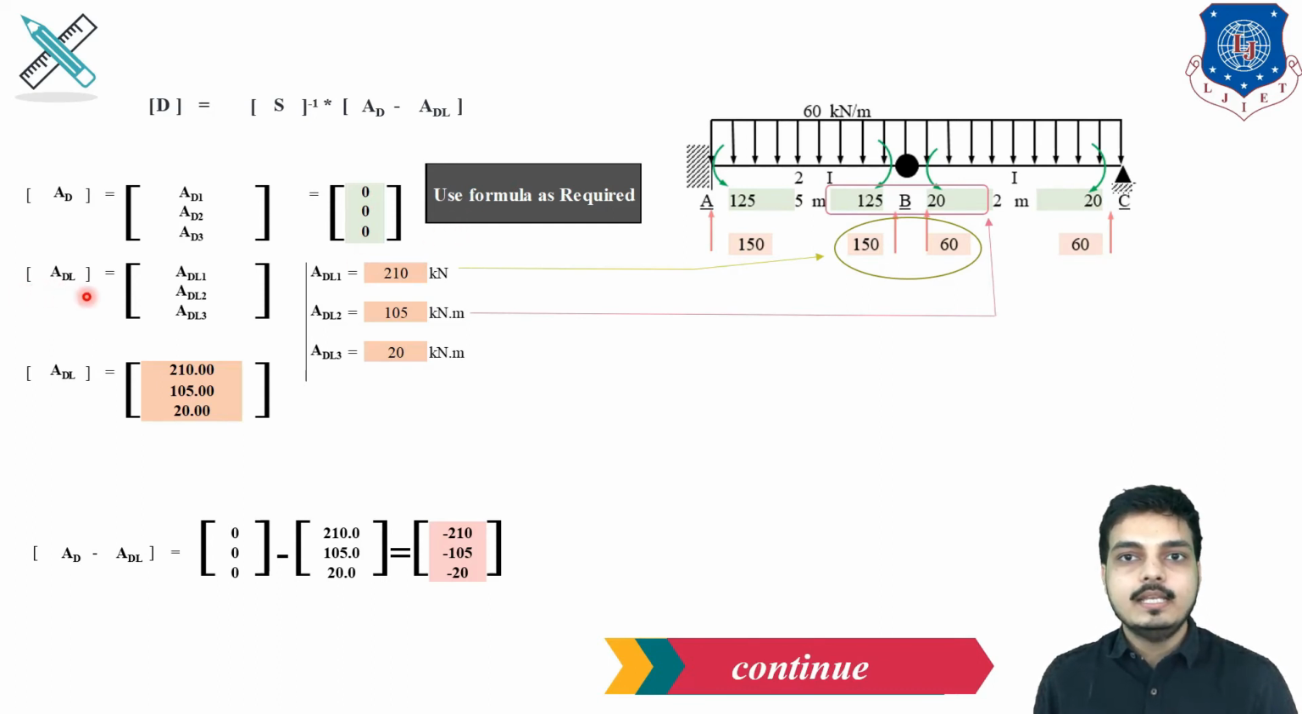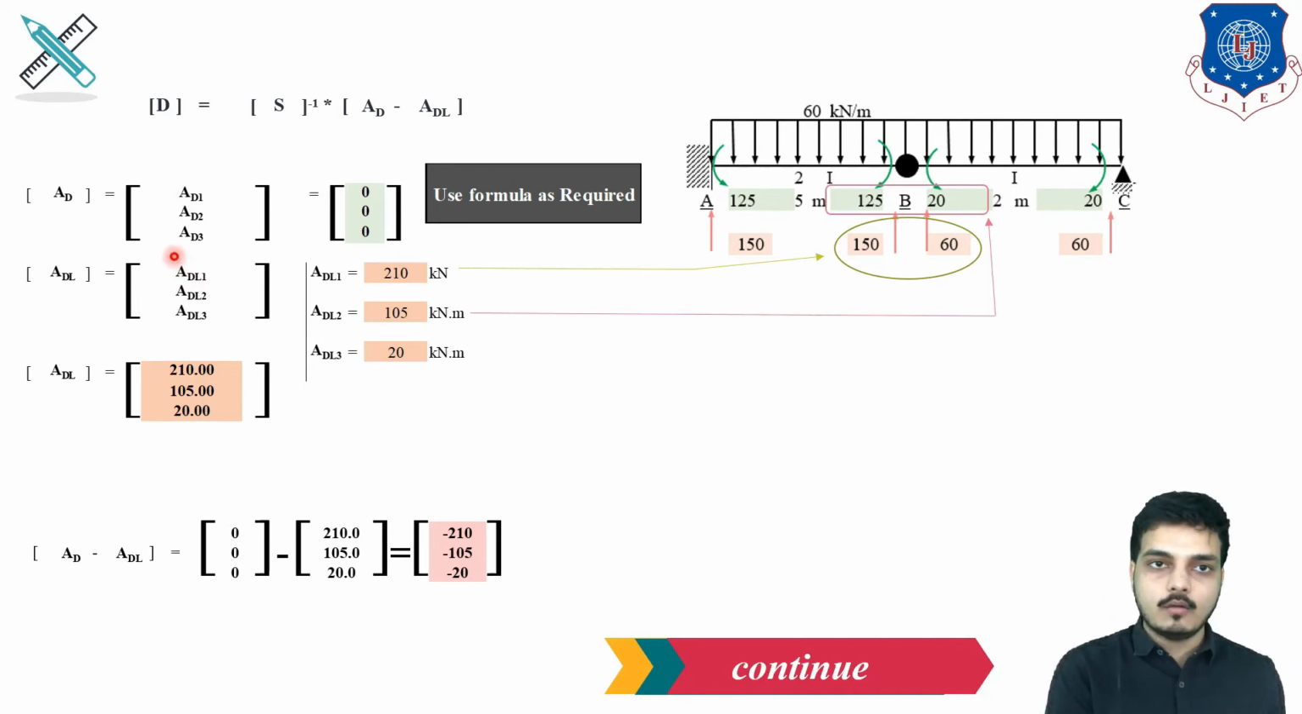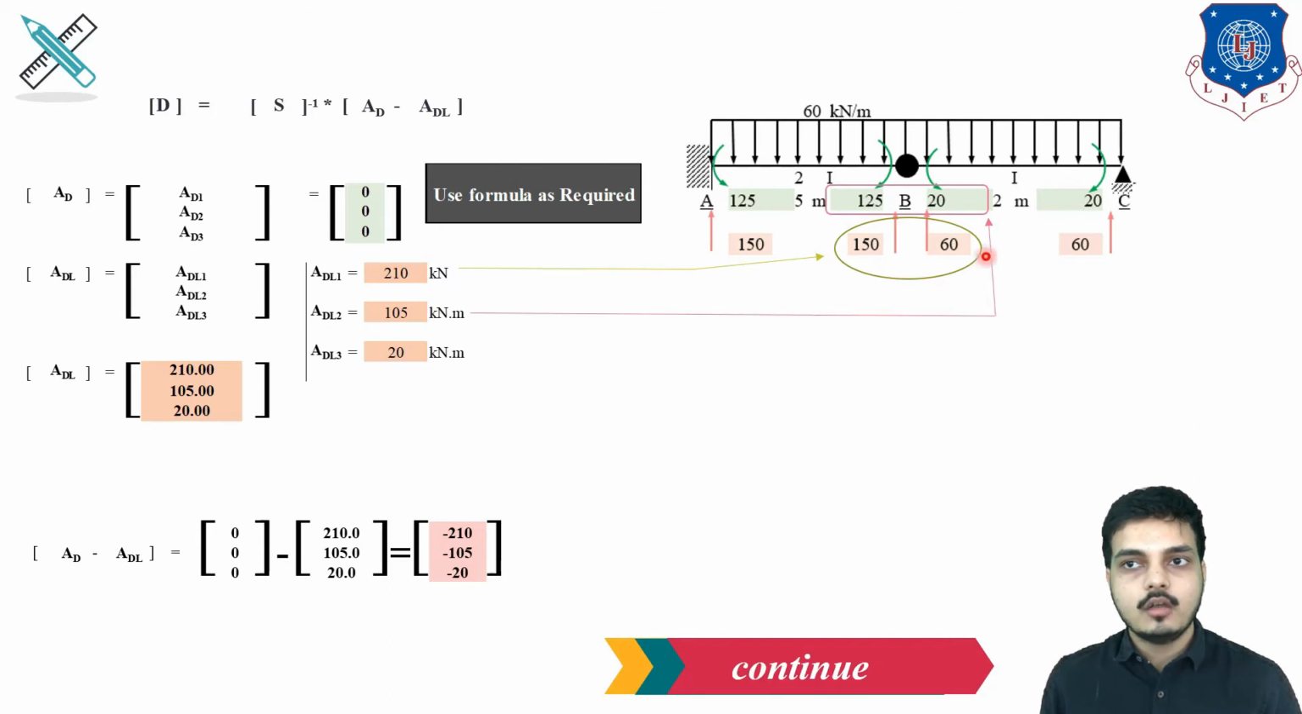Now for ADL, we will be using the moments and respective reactions, whatever my unknown is. Now look, this is the moment and reaction which we have found out. Note this, ADL1 corresponds to our unknown number 1. Our unknown number 1 is a vertical reaction, so we have to check that reaction part only. Our reaction at point B means here 150 and 60 are my reactions at point B. 150 is for the AB span and 60 is for the BC span. So the summation of that will be nothing but my ADL1.